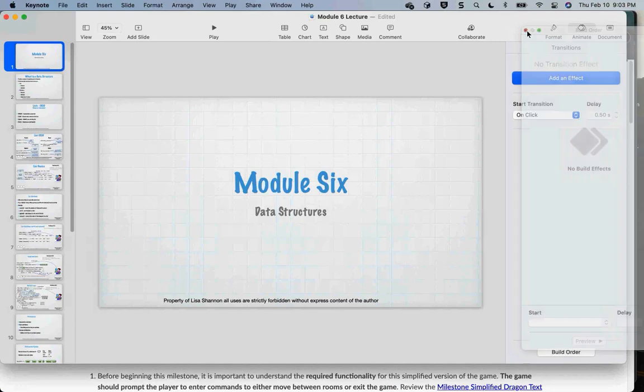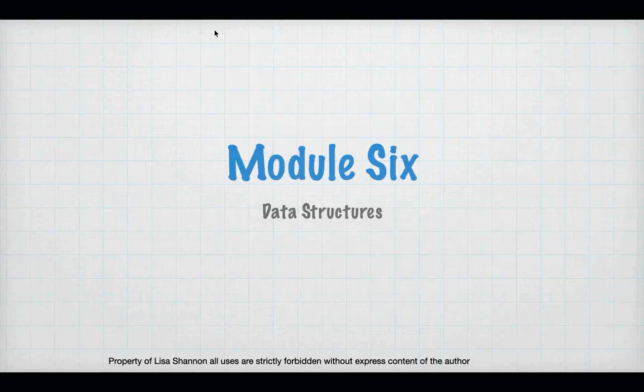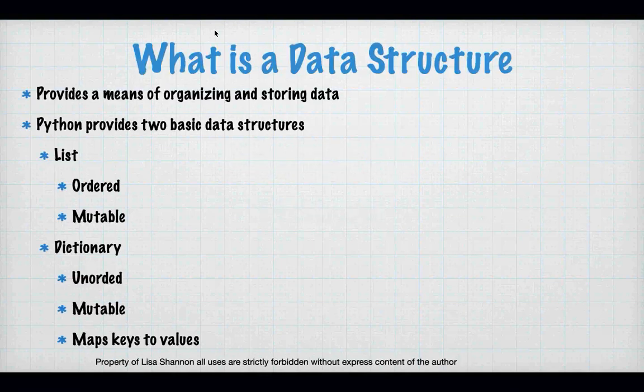We're going to talk about a couple of different things tonight. We're going to start by talking about something called data structures. What are data structures? Well, Python has two: lists and dictionaries. That's what Python provides us.